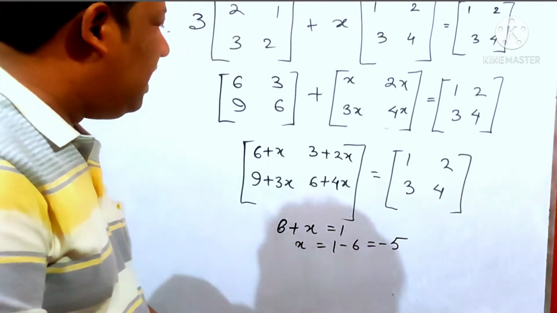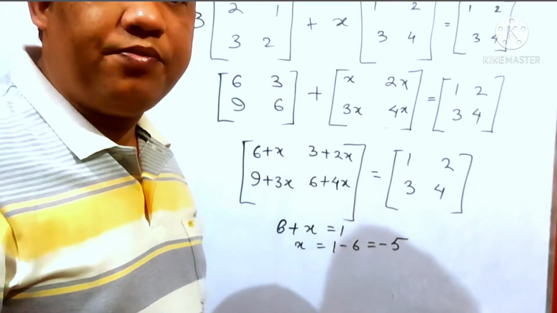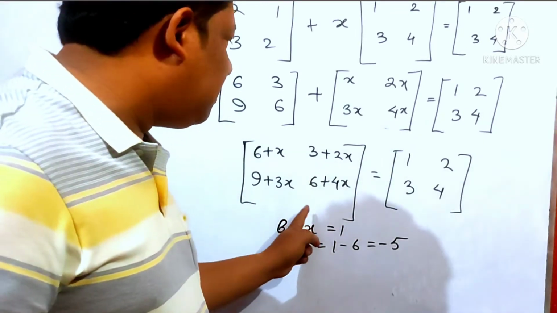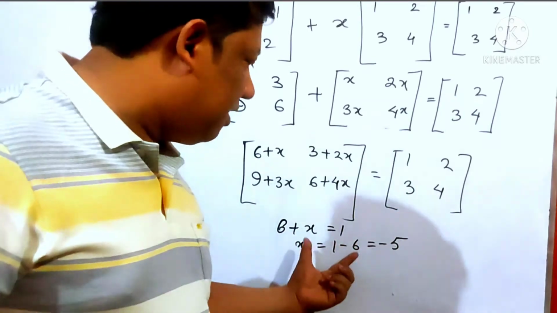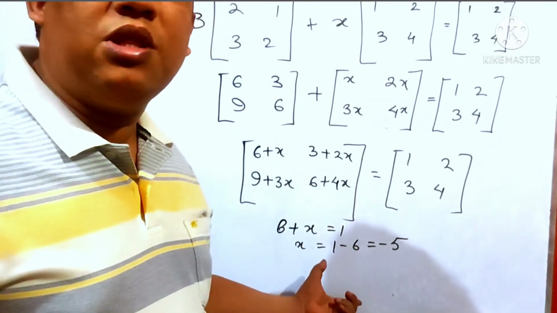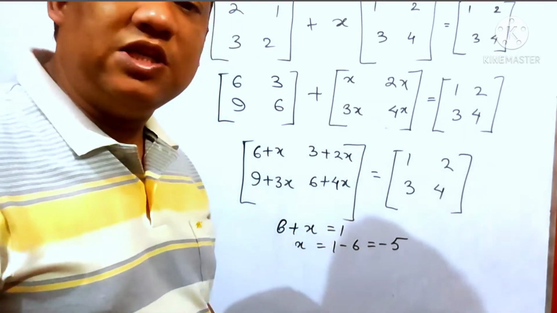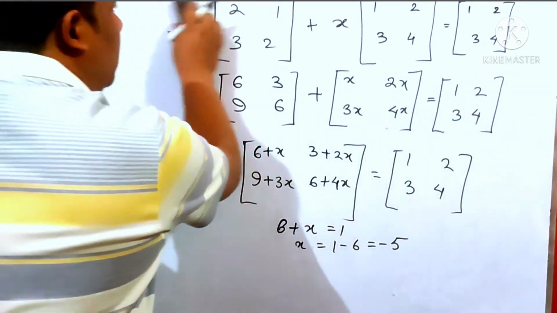So I think you understand. Any one, just any one you compare. If there are x, y, z, then you have to compare all of them and solve the equations simultaneously, and you get the result. Next question.